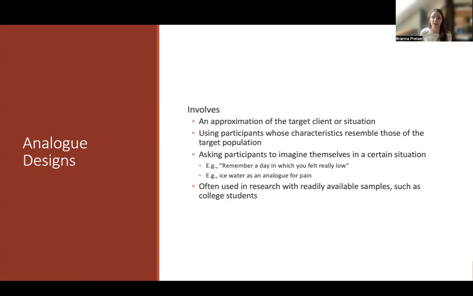So an example there on the slide is, remember a day when you felt really low and then answer these questions. Another example is using ice water as an analog for pain. You put your arm into a bucket of ice water, it is immediately uncomfortable and over time actually becomes quite painful. And so if a clinical psychology researcher wanted to study a process within the context of pain, they might use ice water as a part of the study as an analog for pain.